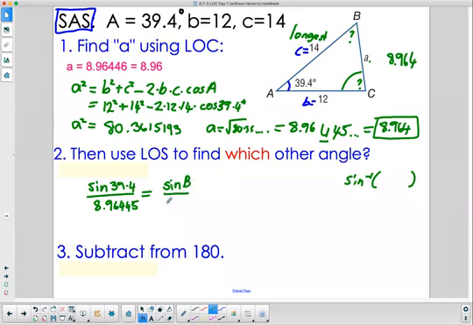So I'm going to say that this is equal to the sine of B divided by side length B, which is 12. So solve that, cross multiply, the sine of B is going to be 12 times the sine of 39.4, divided by that big, horrible, ugly mess. It would be good if you'd saved it in the memory of your calculator.